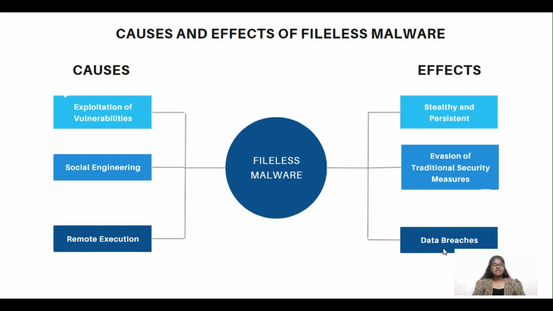The second one is social engineering. This is mainly done by opening unknown emails. And the third one is remote execution. This is done by clicking on unknown links when surfing through websites. The effects of fileless malware are that they are stealthy and persistent, and they evade detection. They cannot be detected using traditional methods, so they evade traditional methods like antivirus, leading to data breaches.